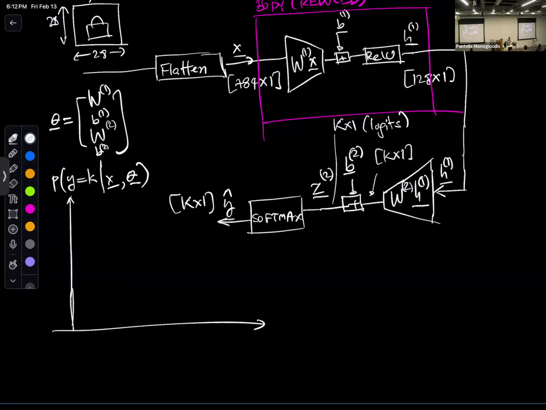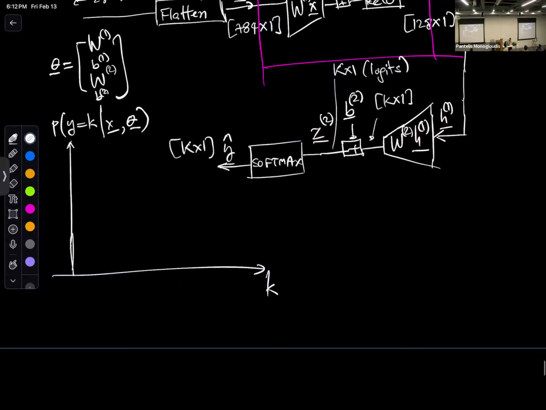So definitely I'm going to have a small letter k index over here, and I have 0, 1, 2, dot, dot, dot, 9. What I'm expecting to see is a discrete probability distribution of 10 bars, right? So I'm expecting to see something like that. And at some index, I'm going to have the winning class.